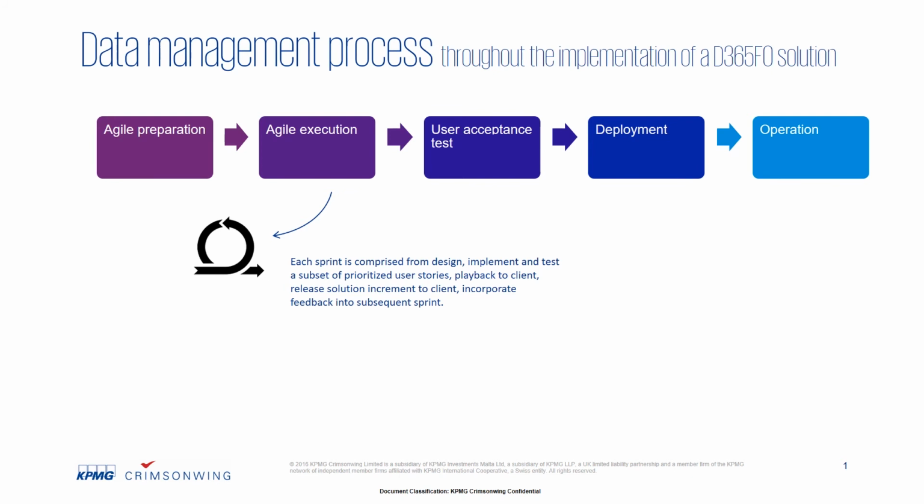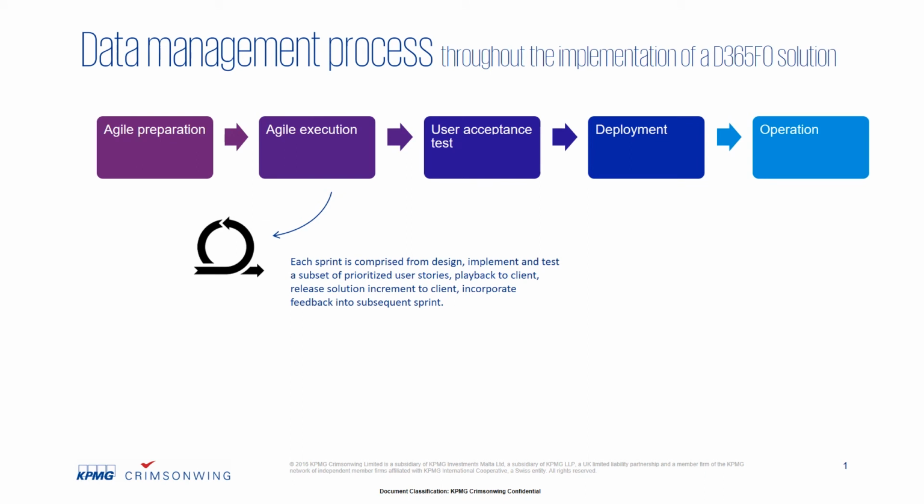So next, I will talk to you about the data management process throughout the implementation of a Dynamics solution. A Dynamics solution implementation has the following main phases: the agile preparation, agile execution, user acceptance test, deployment, and operation. At KPMG, we use an agile methodology, which means that our execution phase is comprised of several iterations, and each iteration goes through specific stages.